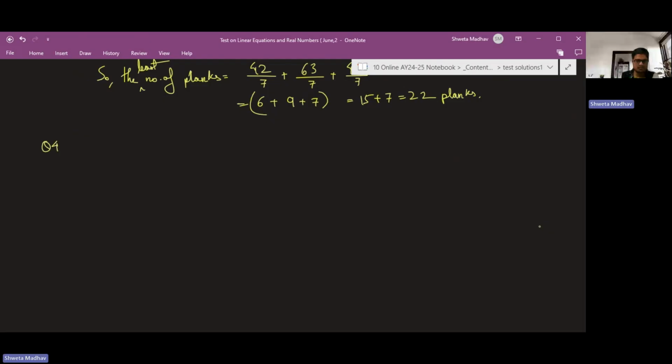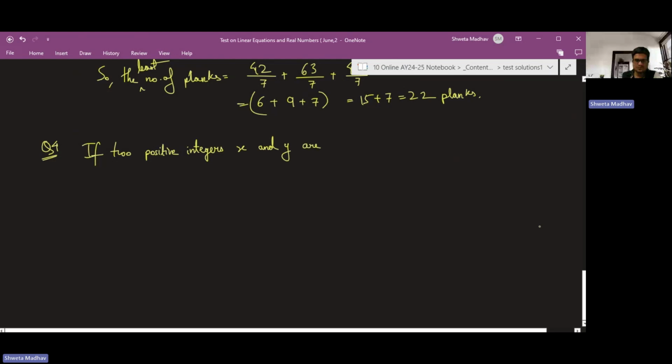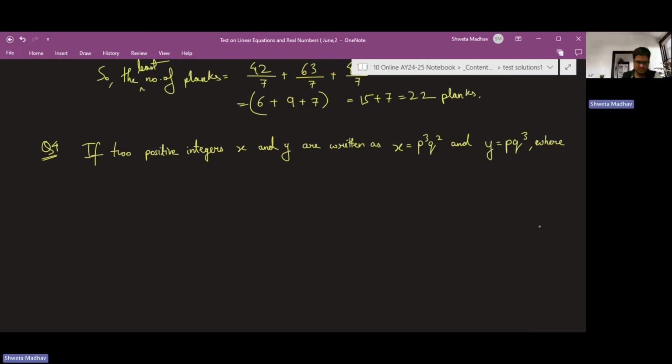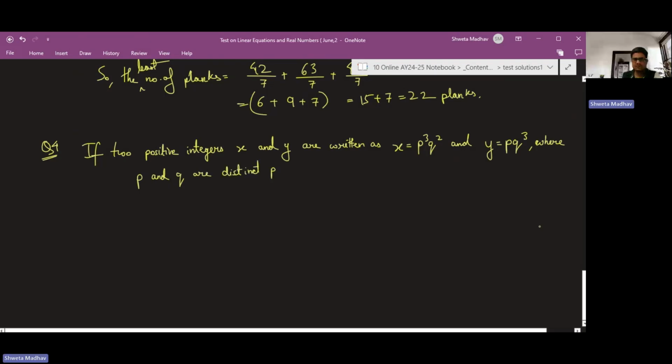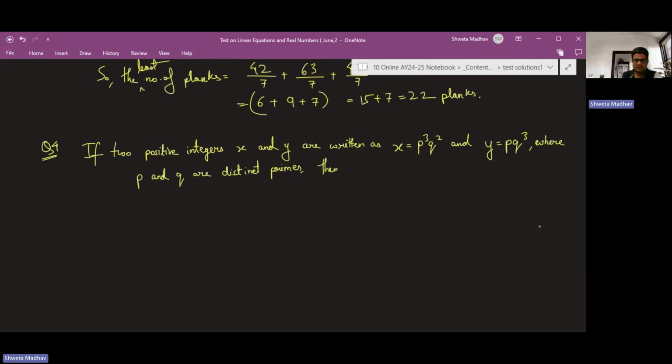Then in question number four, it has been told that if two positive integers x and y are written as x equals p cube q square and y equals p cube q, where p and q are distinct primes, then we have to find the HCF of x and y.